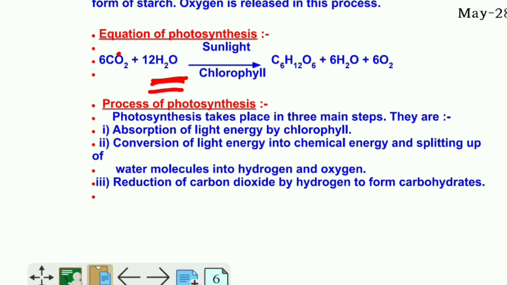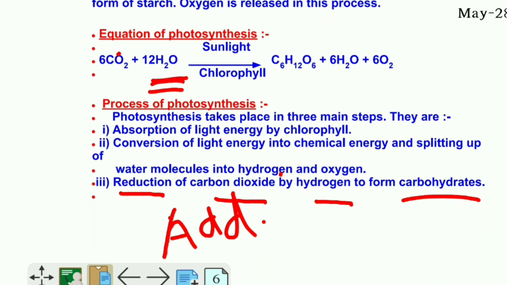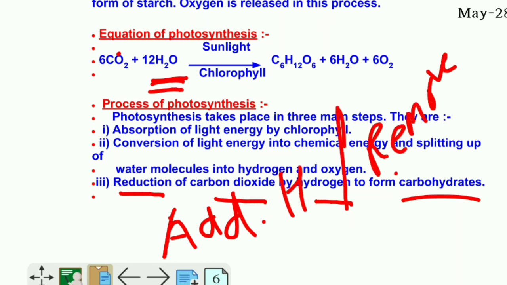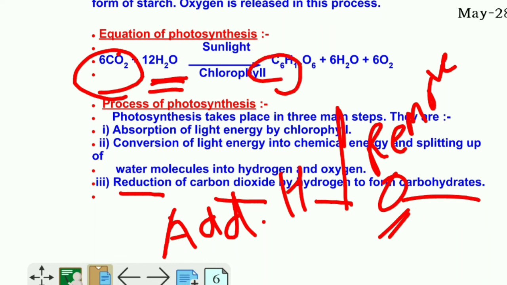In the third stage, there is a reduction of carbon dioxide by hydrogen to form carbohydrate. So the reduction takes place. Now what is reduction? Reduction is nothing but the addition of hydrogen or the removal of oxygen. Here we have 6 CO2; the O2 will get split off, and we get 6 carbon molecules. So here the third step is the reduction of carbon dioxide by hydrogen to form carbohydrates.